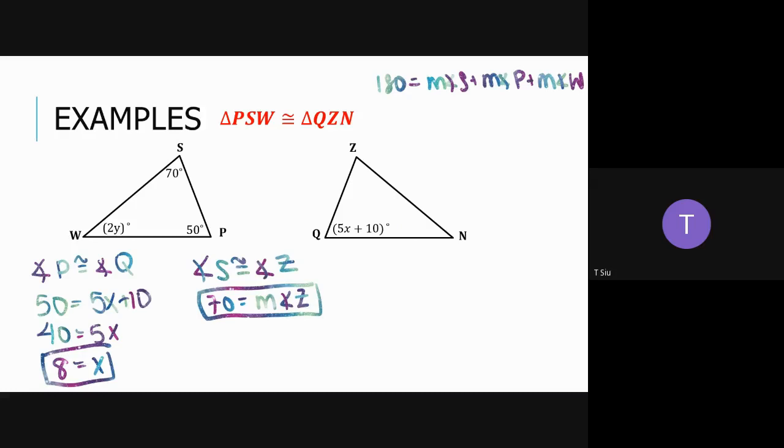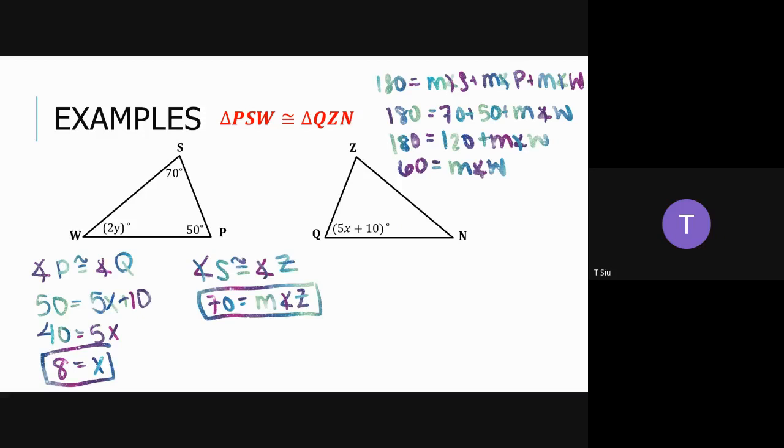So 180 is equal to the measure of angle S plus the measure of angle P plus the measure of angle W. I'm going to substitute in the values of angle S and angle P to solve for angle W. 180 is equal to 70 plus 50 plus the measure of angle W. I'm going to combine my like terms and subtract from the right-hand side to the left-hand side, and I get 60 is equal to the measure of angle W. So 60 degrees represents the angle of W and the angle of N.